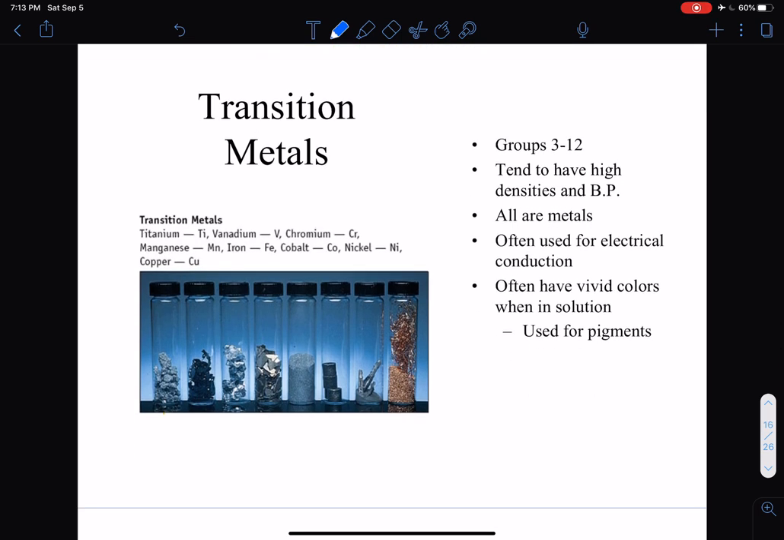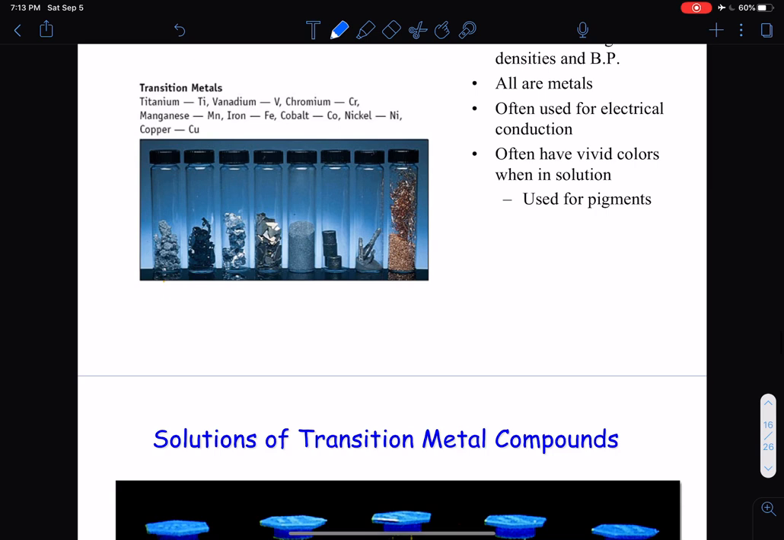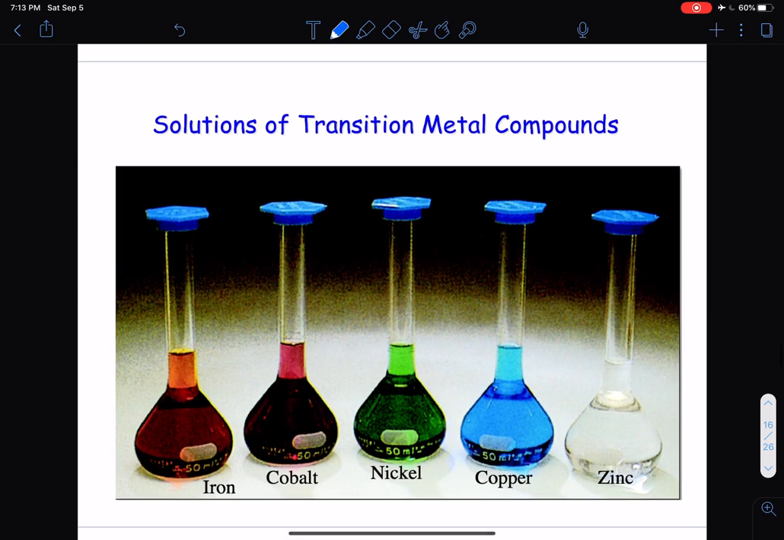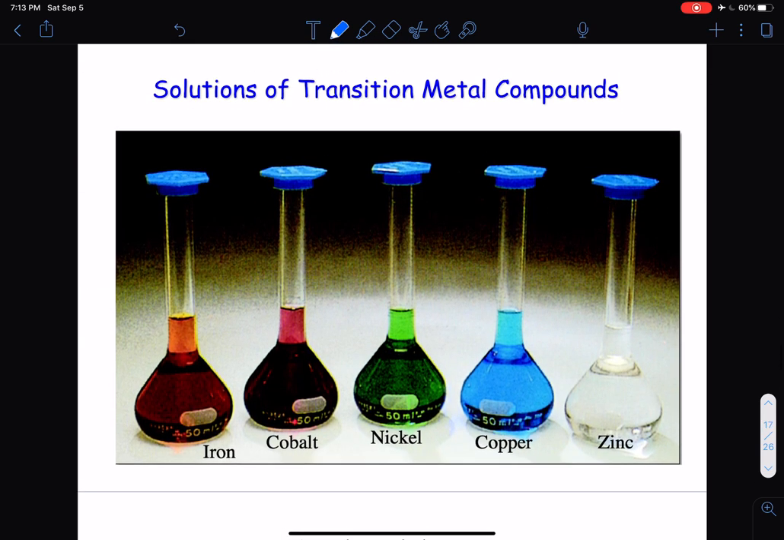So good conductors there, and these elements tend to have vivid colors when they're in compounds and they're made into solutions, which means that compounds of transition metals put into water are often lovely colors, and they're often used as pigments. So if we take a look at this, you can see the different colors here. So zinc compounds tend to be clear or white.